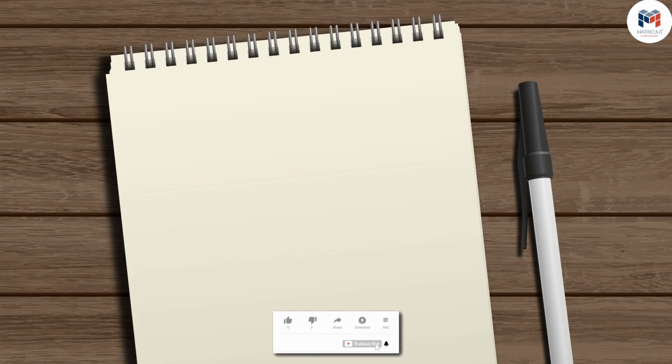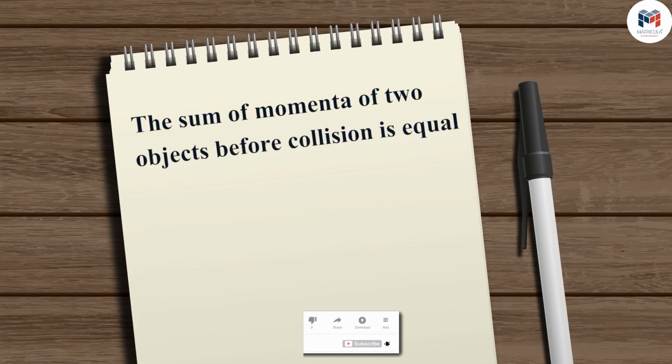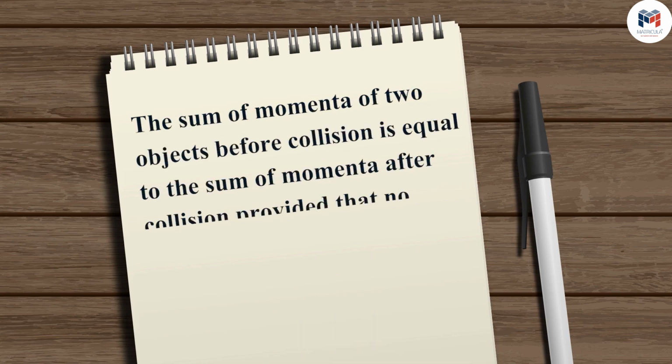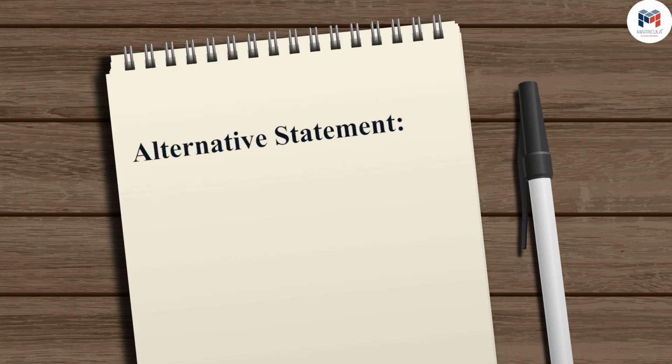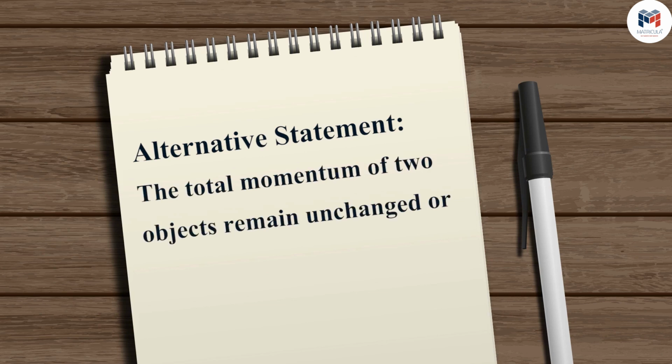Hence, from this ideal collision experiment, we can state that the sum of momenta of two objects before collision is equal to the sum of momenta after collision, provided that no external unbalanced force acts on them. This is known as the law of conservation of momentum. An alternative statement for the given law can be stated as the total momentum of two objects remains unchanged or conserved during the collision. Let us now consider an example to understand the law of conservation of momentum better.